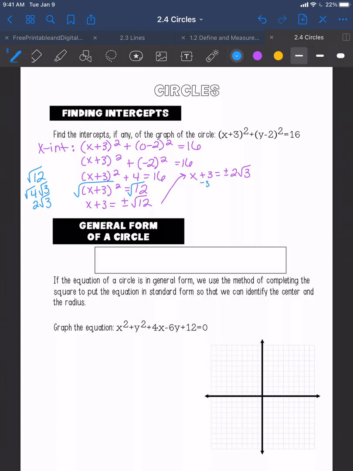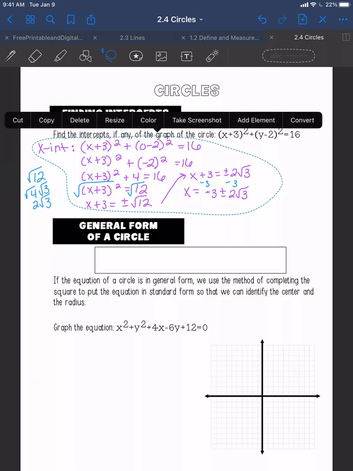And then we subtract 3 from both sides. So x equals negative 3 plus or minus 2 square root of 3. And that's kind of the correct form to write it in there. Let your radical come last. And we could find a decimal form if we want, but sometimes you're asked for the exact, so we'll leave it at that.